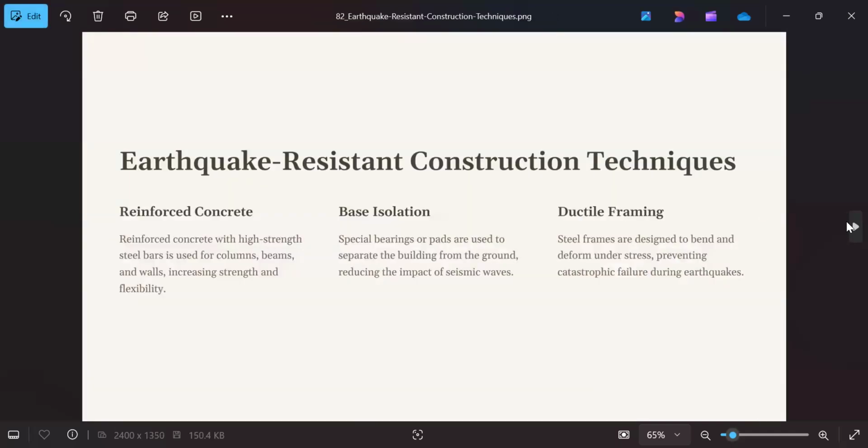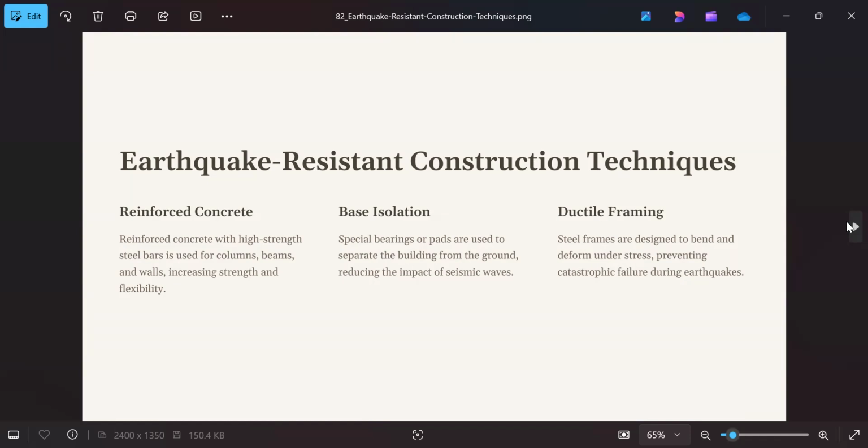Now coming to earthquakes. Earthquakes and floods are two important disasters which are bound to happen. So we have to be prepared for earthquakes as well as for floods. Fire is also there, but earthquakes and floods are two very important natural disasters. So, what needs to be done? Reinforced concrete with high-strength steel bars is used for columns, beams, and walls, increasing strength. So strength needs to be increased, and flexibility should be built into the infrastructure.